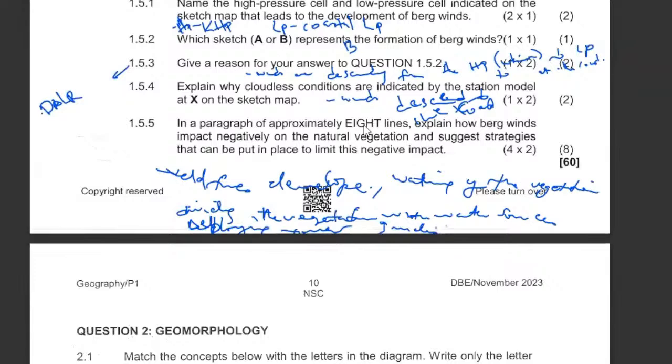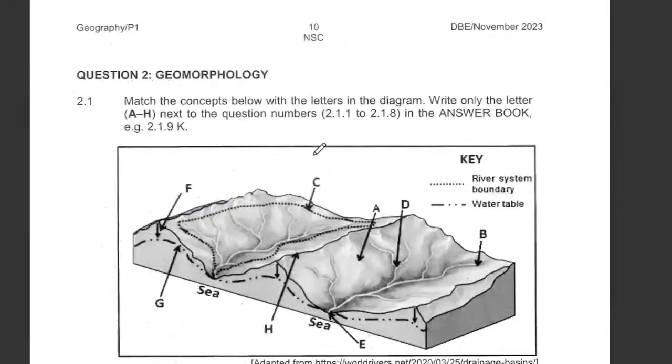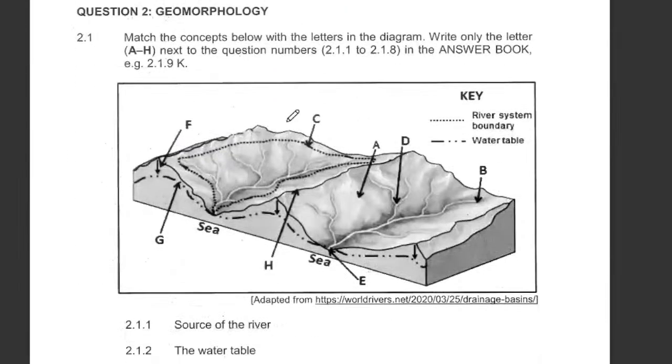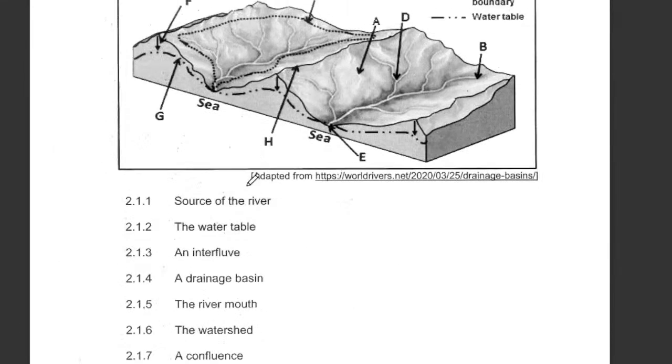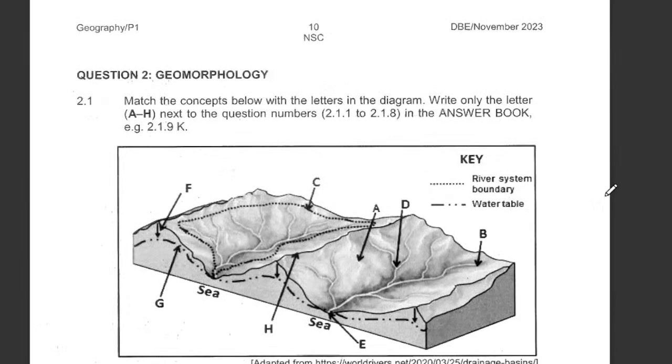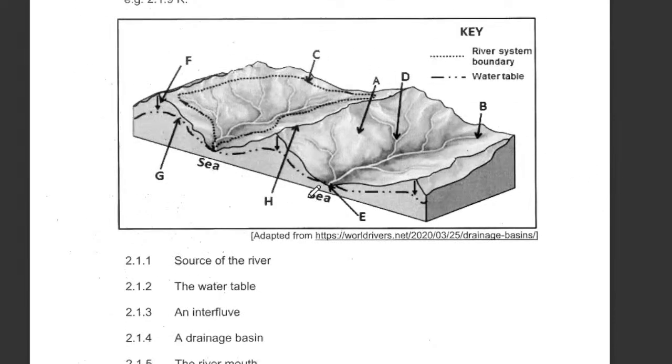Now, question number 2, which is the morphology. We are interpreting the diagram given to us. Here we must write the answers according to the diagram. Which one is a river source? Oh yes, so when you look at where the first order streams are, the data that indicates that one is B.